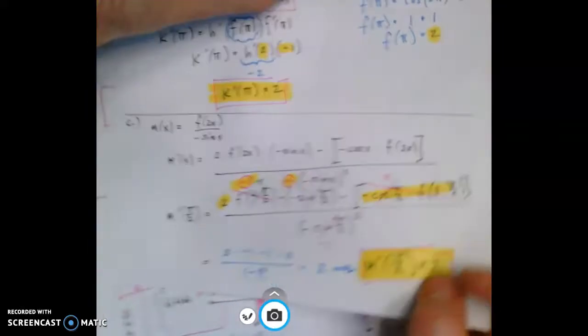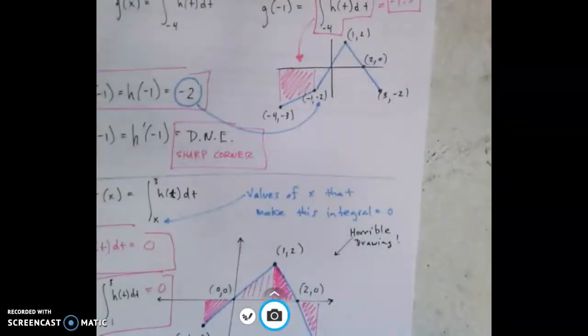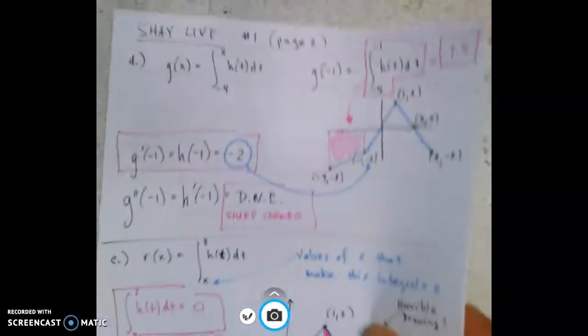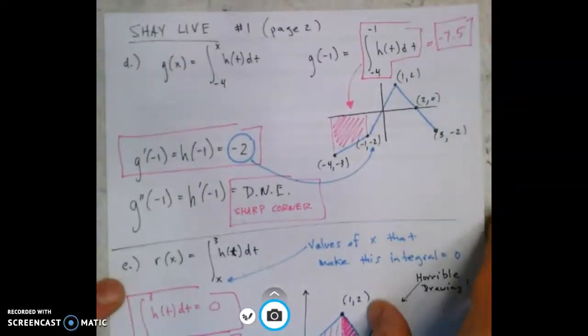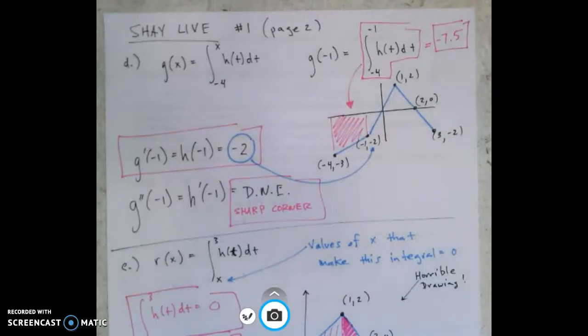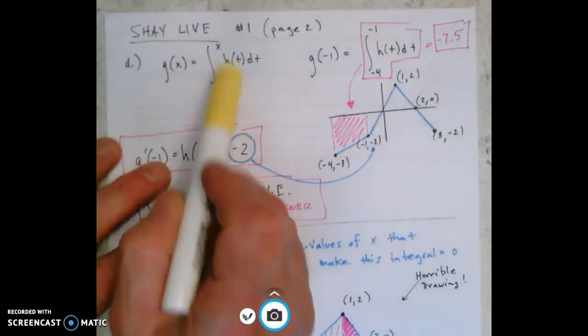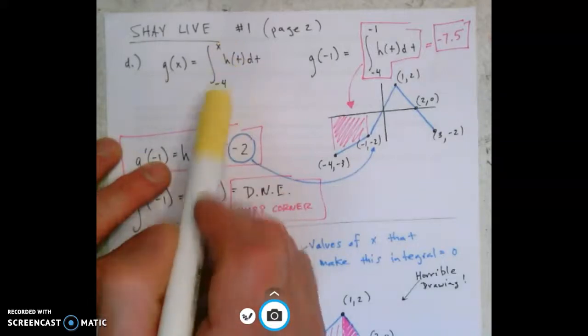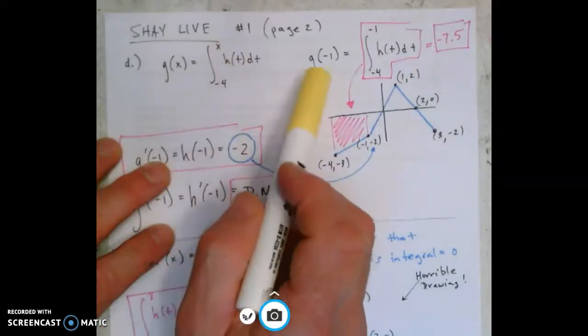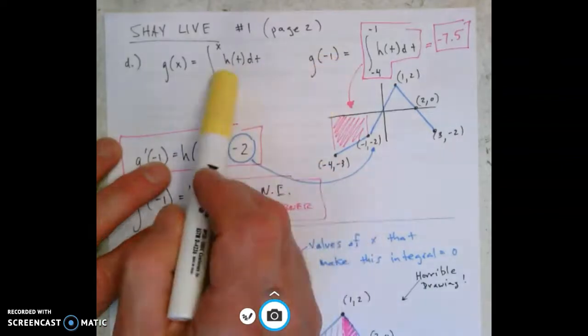All right, part D. Okay, so part D gave us an integral function from negative 4 to x of h of t. So this is the graph we're talking about, and it asks us for g of negative 1.